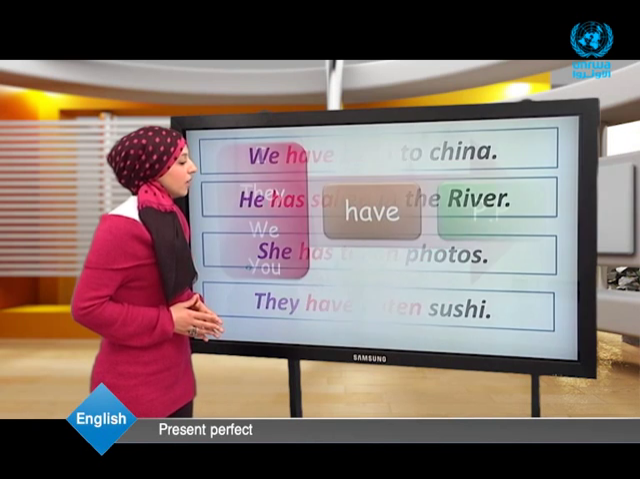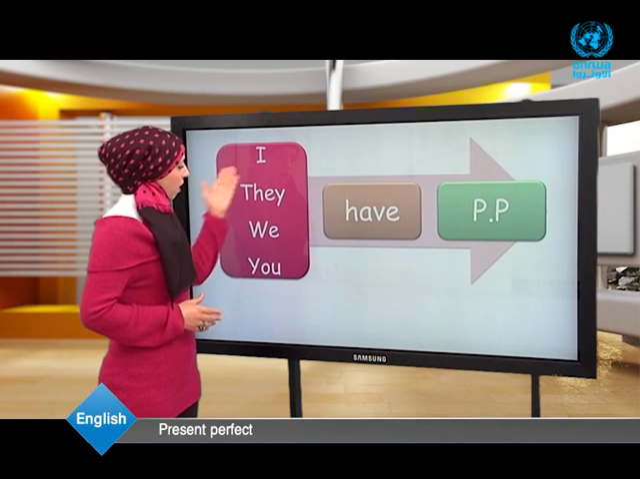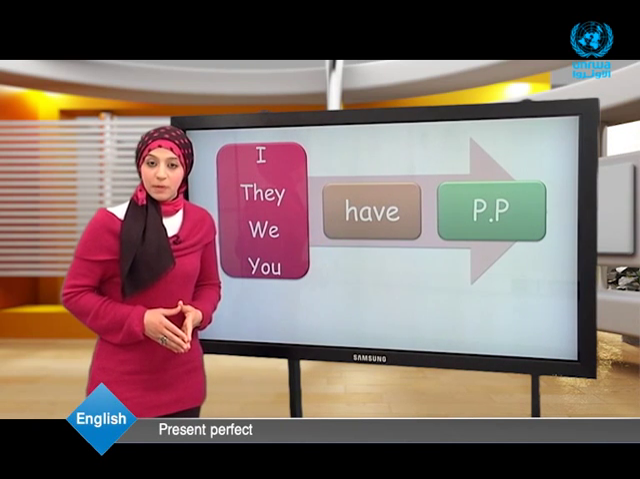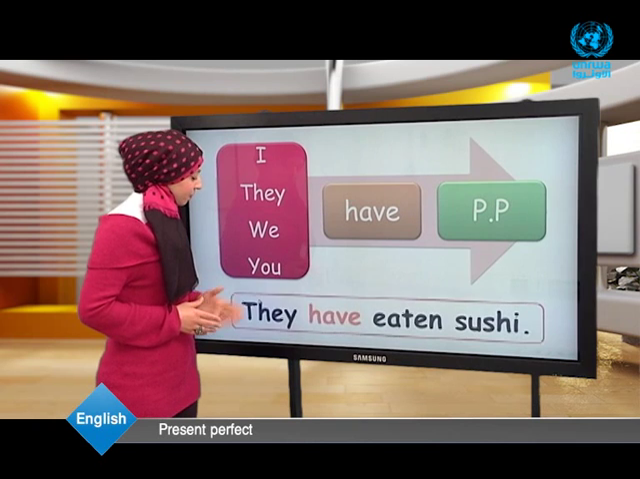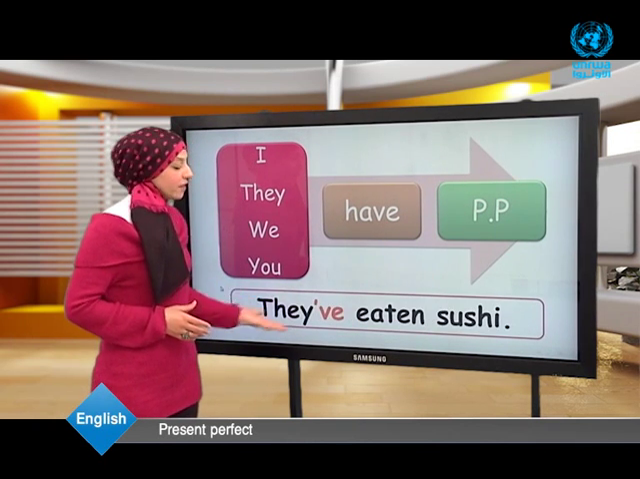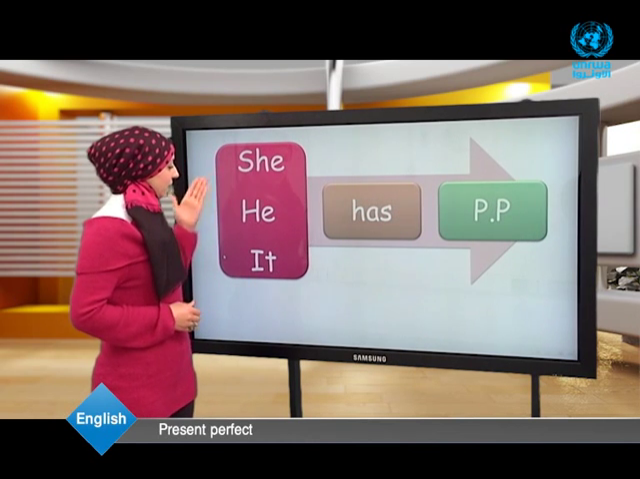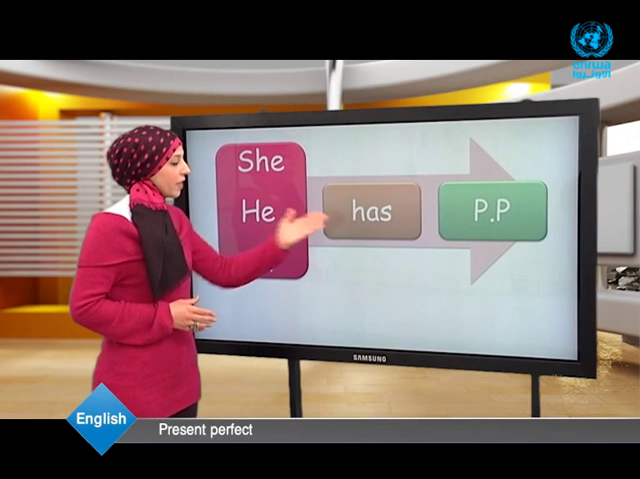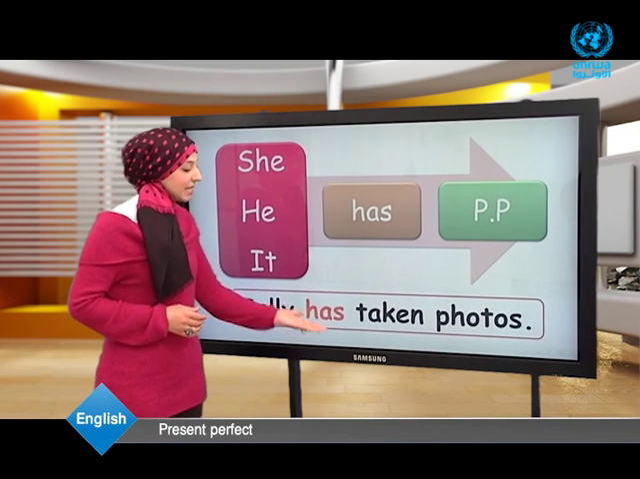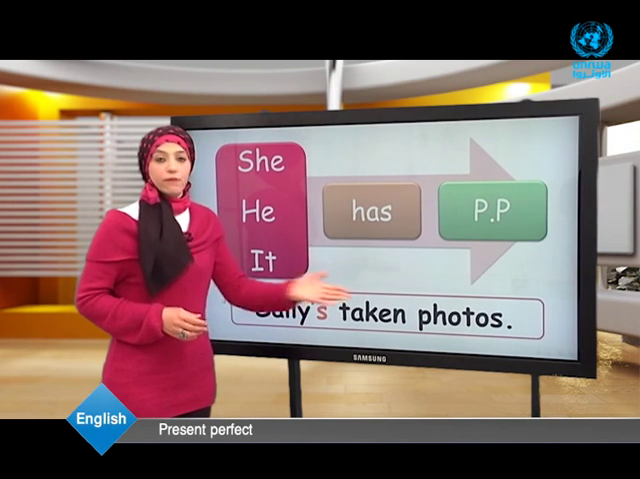Now, when do we use have and when do we use has? With I, they, we, you, have plus the past participle of the verb. For example, they have eaten sushi, or the short form, they've eaten sushi. Now, when do we use has? With she, he, it, has plus the past participle. For example, Sally has taken photos, or the short form, Sally's taken photos.